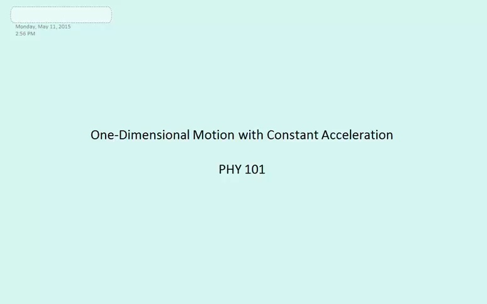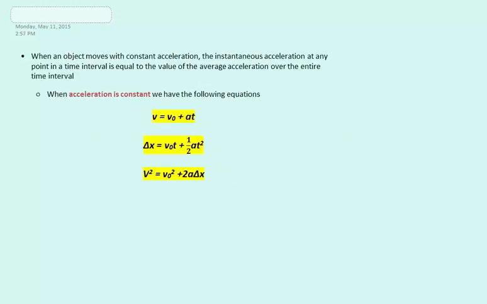In this video, we'll learn about one-dimensional motion when acceleration is constant. When we have one-dimensional motion and an object moves with constant acceleration, the instantaneous acceleration at any point in a time interval is equal to the value of the average acceleration over the entire time interval.